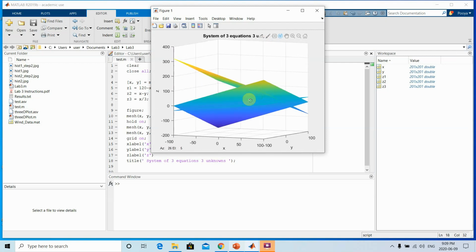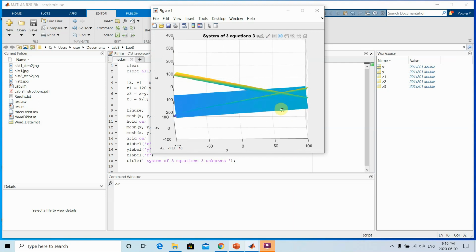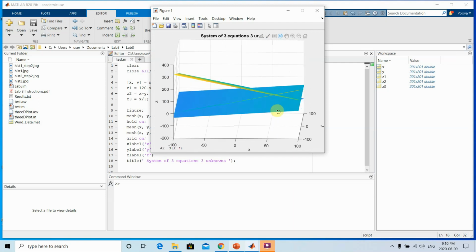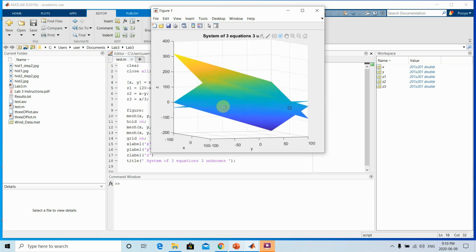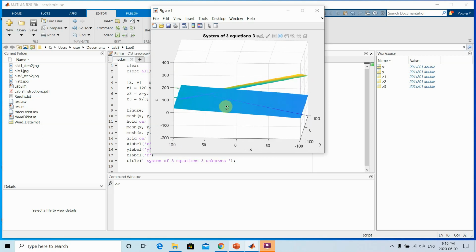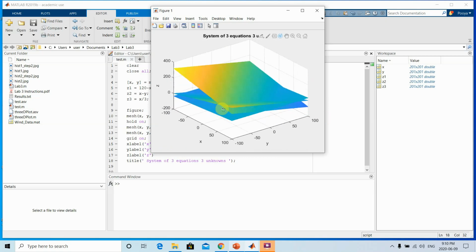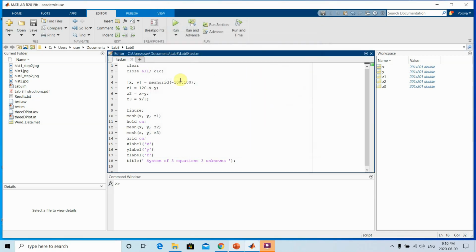Let's find an angle that shows everything clearly. This is not the best angle. Here, you would see that these two planes intersect in a line, and that line goes through the third plane. So this shows that our system has one solution. Okay, so this is how we can represent a system of linear equations.